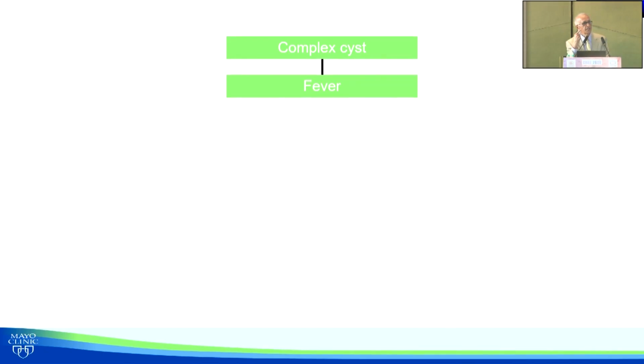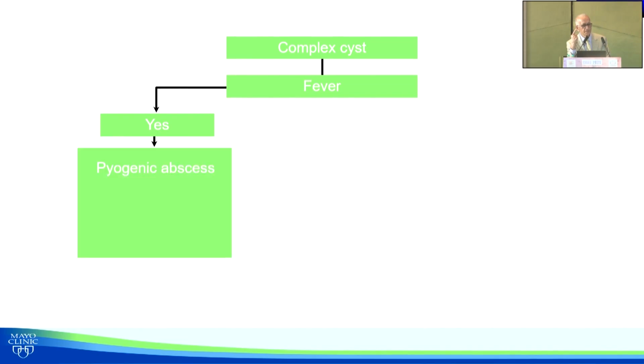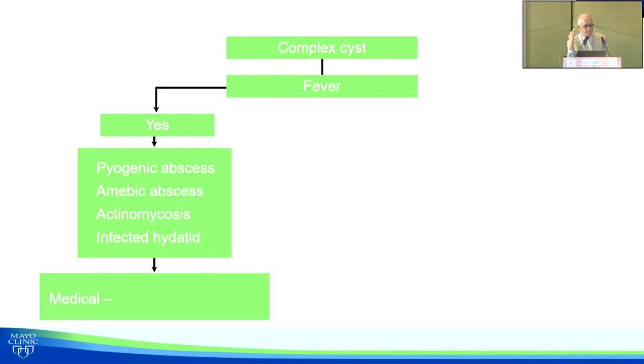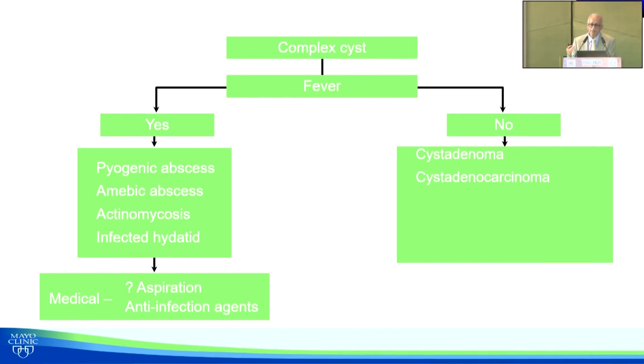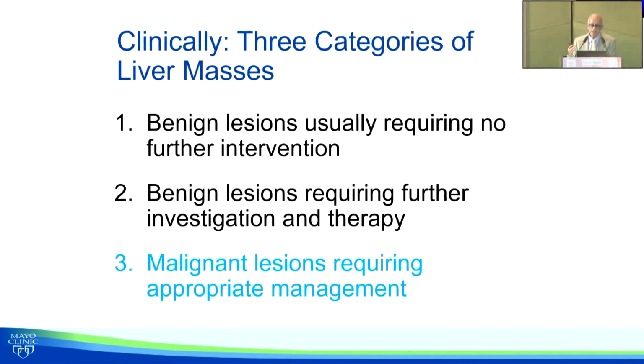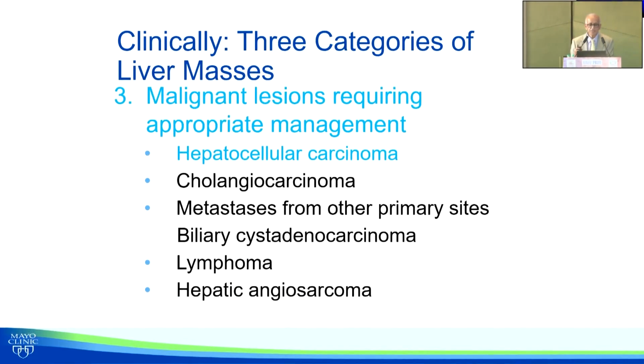So here's our approach. This is a complex cyst, agree? Patient has fever, likely a pyogenic abscess, amoebic abscess, actinomycosis, infected hydatid cyst. This is for medical treatment. Consider aspiration and use whichever agent is infectious. If they don't have fever, then you're a little more worried. It may be a different type of tumor, and typically you will require biopsy or surgery.